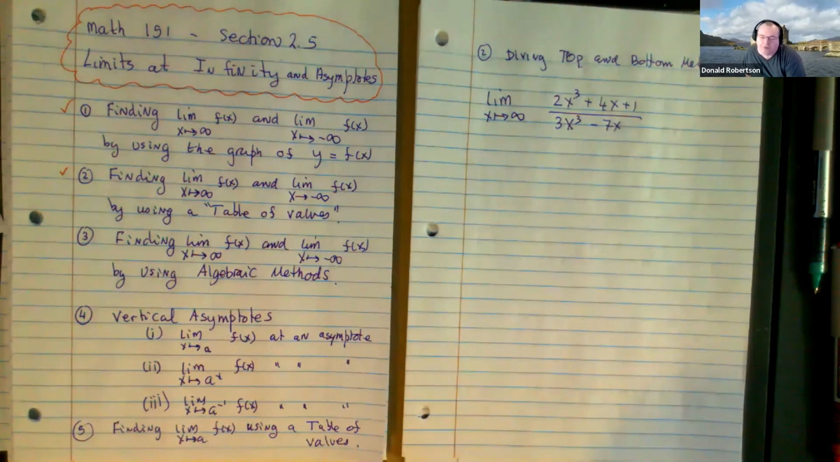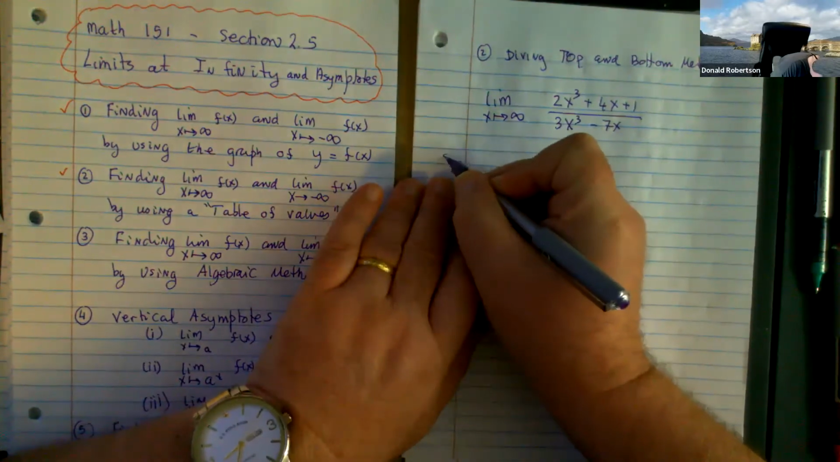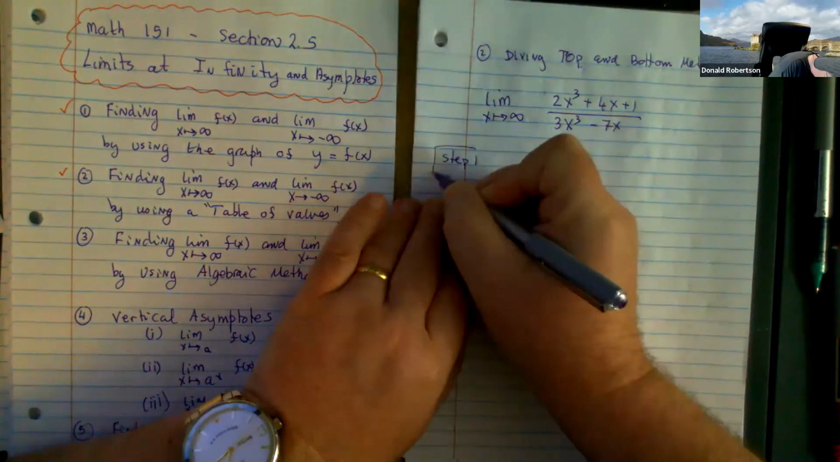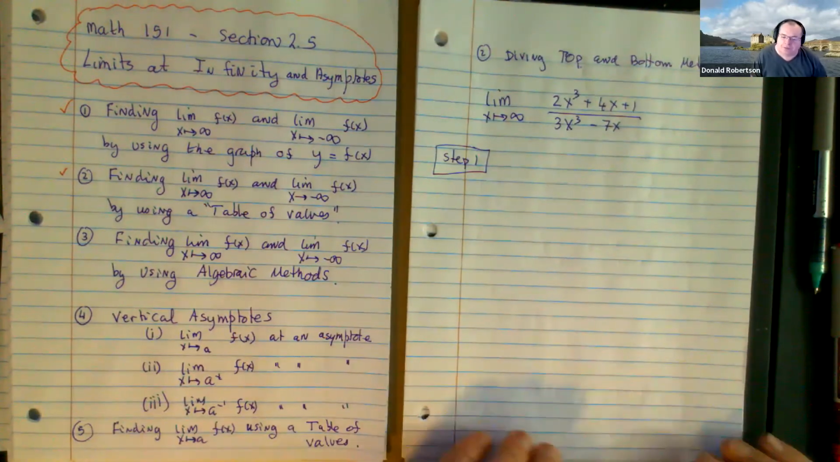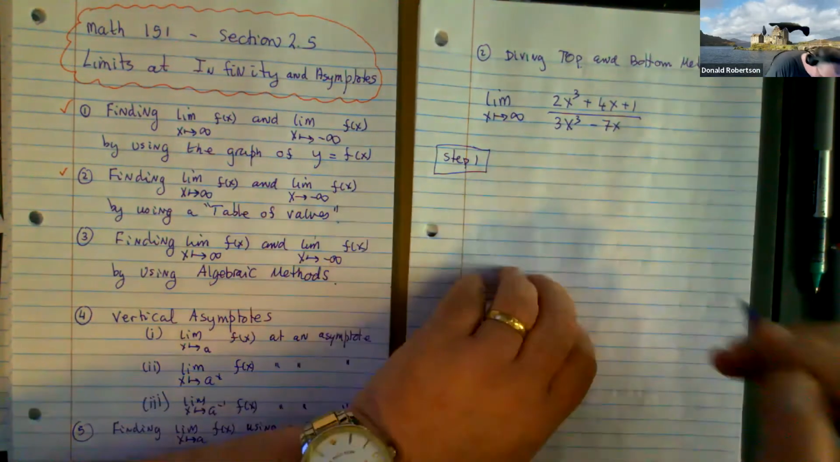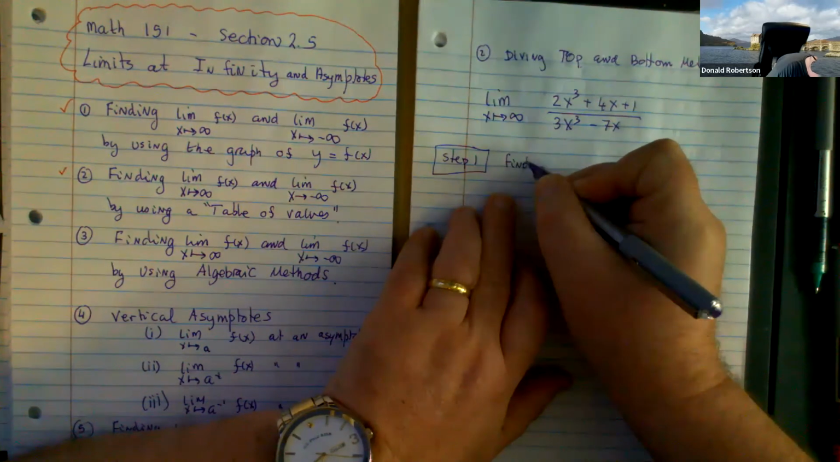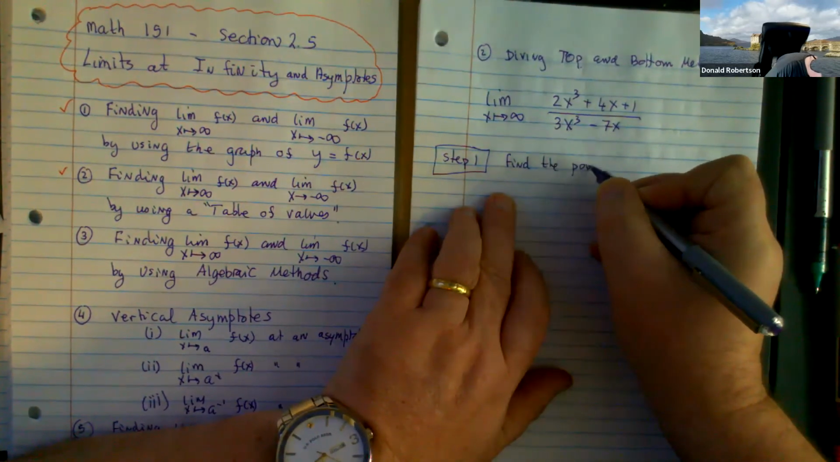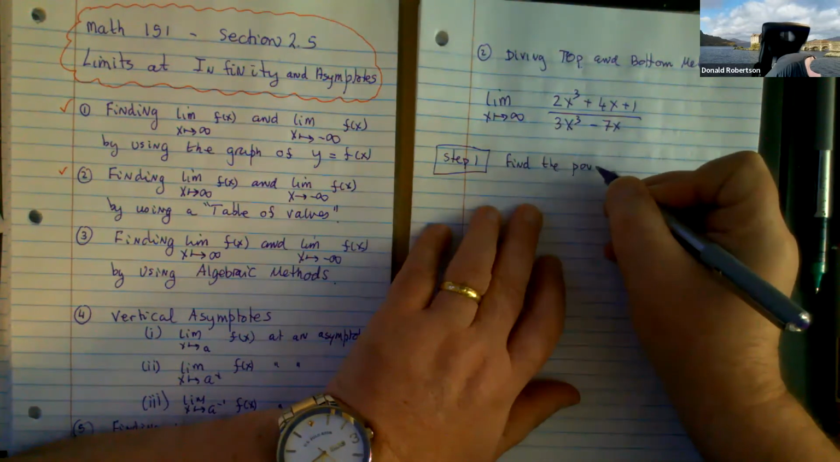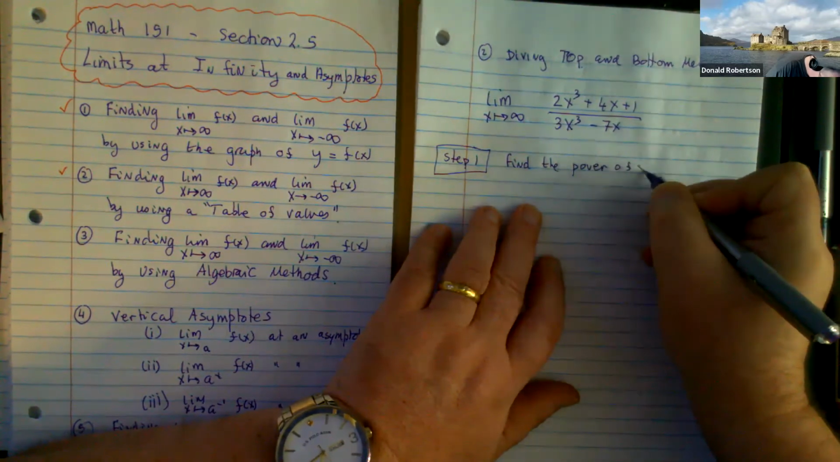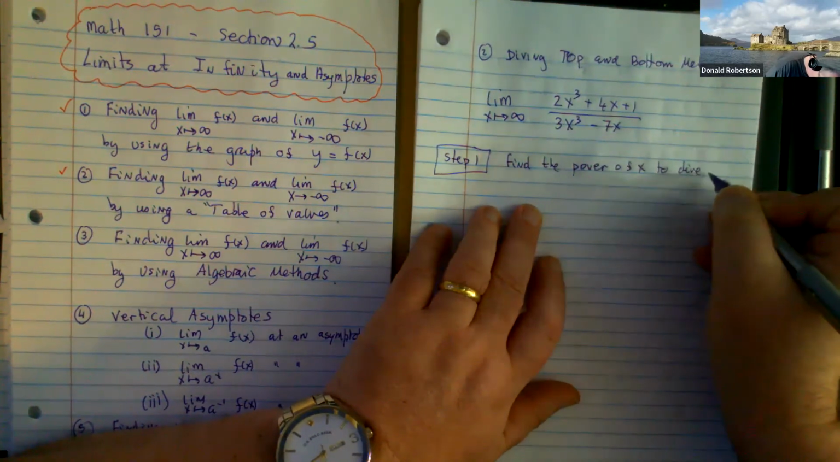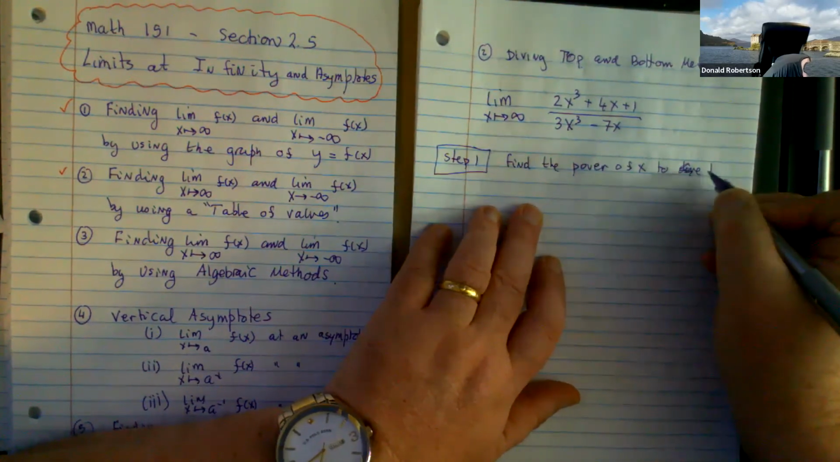Now, I could do a table of values on that, like we did earlier, but we're going to look at how to do it exactly. So if the answer does end up being a third, we know it's a third, right? That kind of thing. Since this one is kind of our go-to method, I'm going to set it up a little bit differently than I typically would. Step 1 is find the power of x to divide by. I can't spell today.